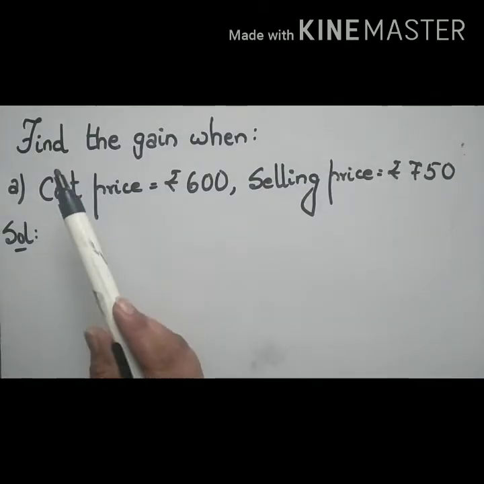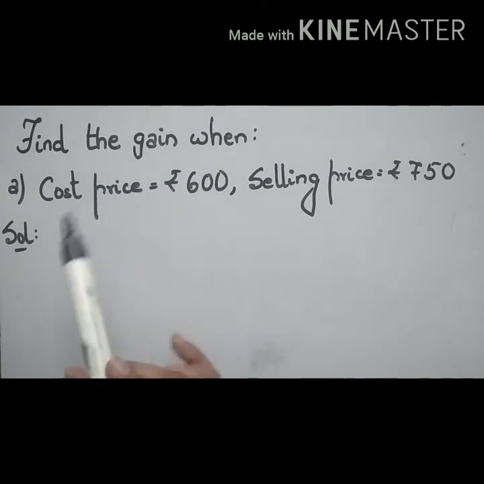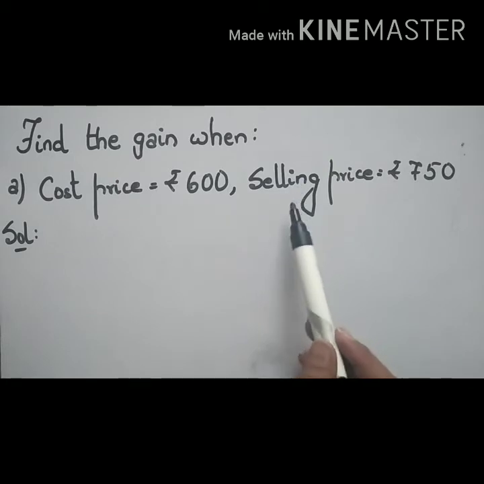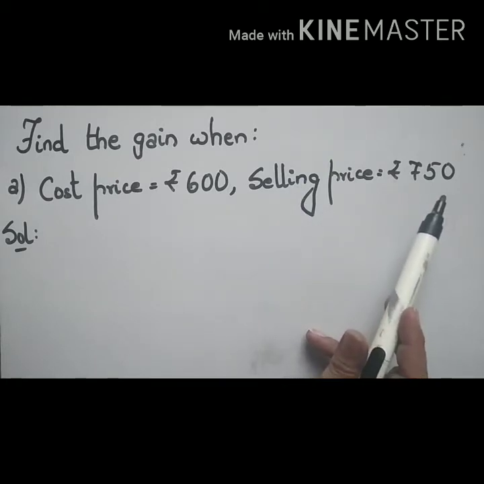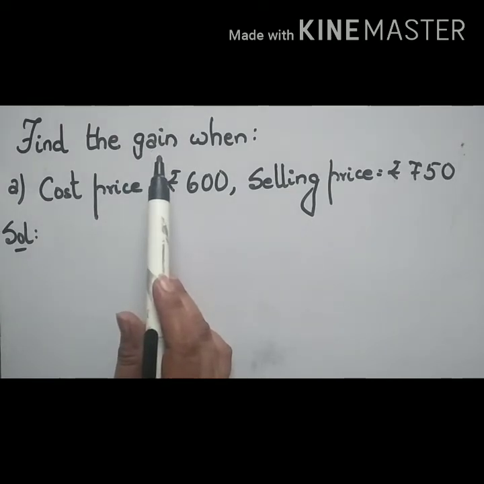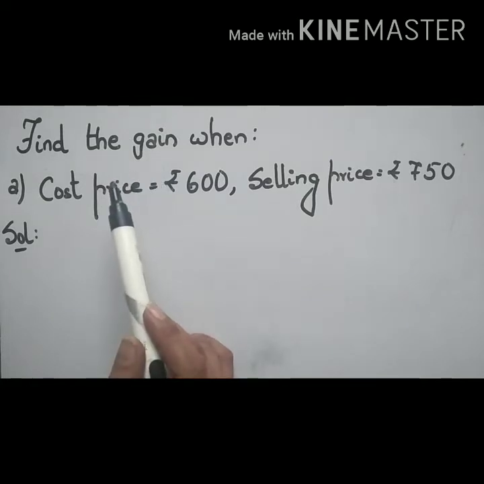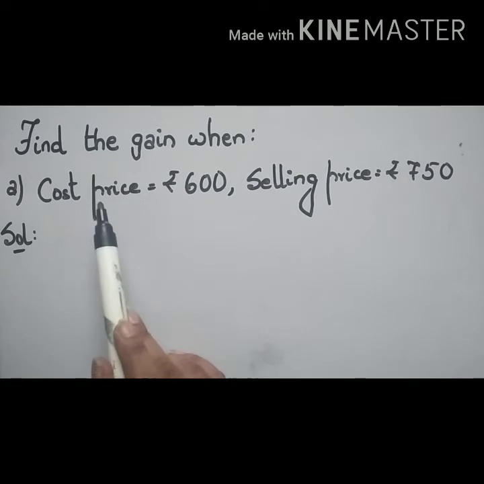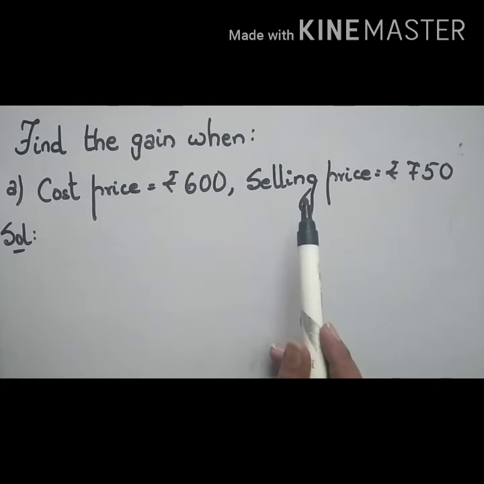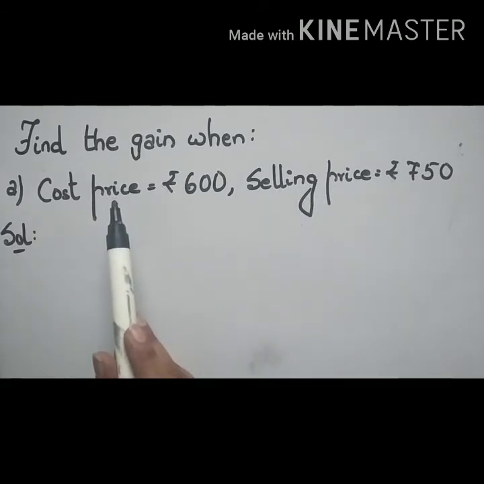Let's start with one question. Find the gain when cost price is given to us equal to rupees 600 and selling price is equal to rupees 750. In this case, they have already given us that there is a gain, but if we have to check whether it is a case for gain or loss, we will see the cost price as well as the selling price. In this case, selling price is more as compared to the cost price. So this means he or she has earned the gain.